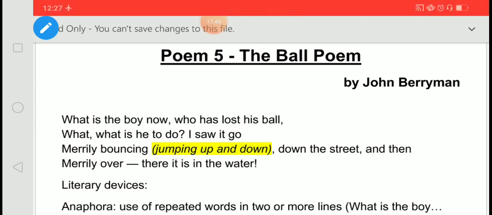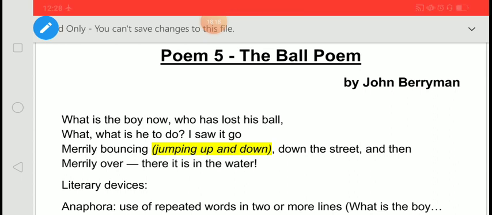What is the boy now, who has lost his ball? What is he to do? So the poet asks, what will the boy do who has lost his ball?